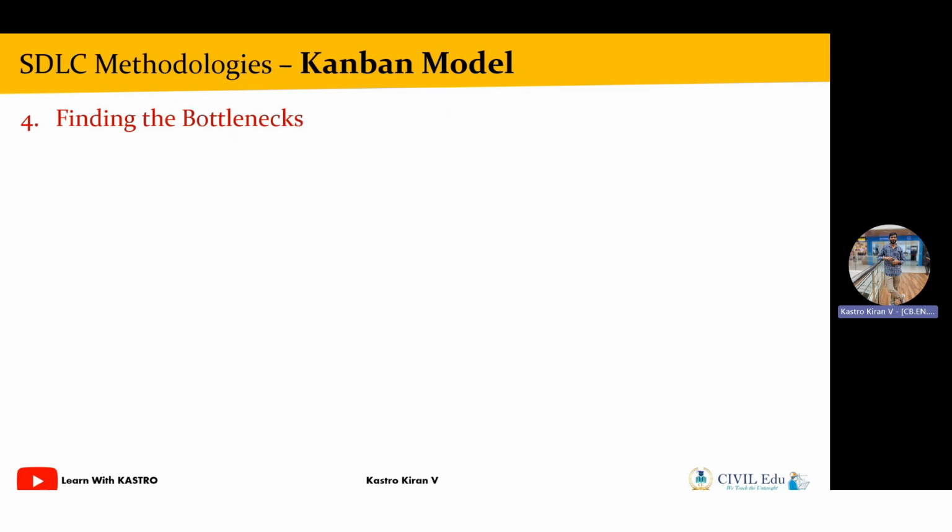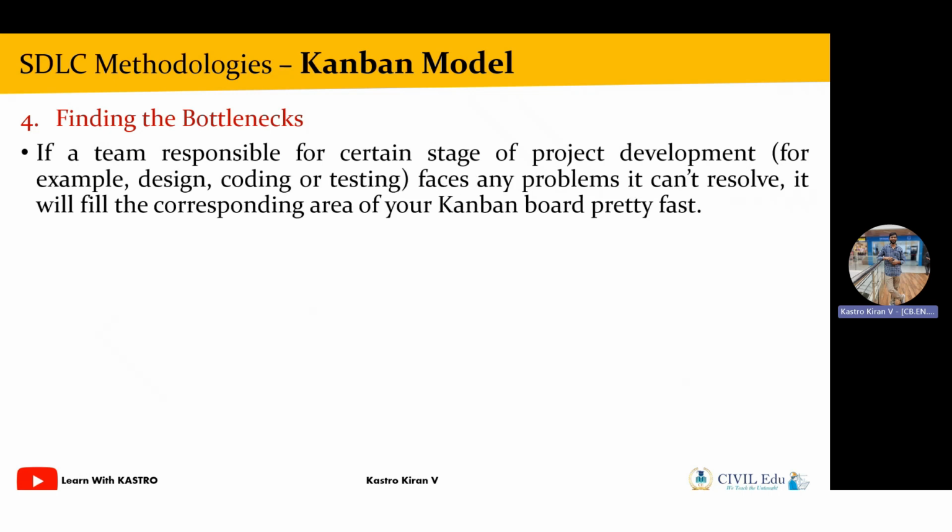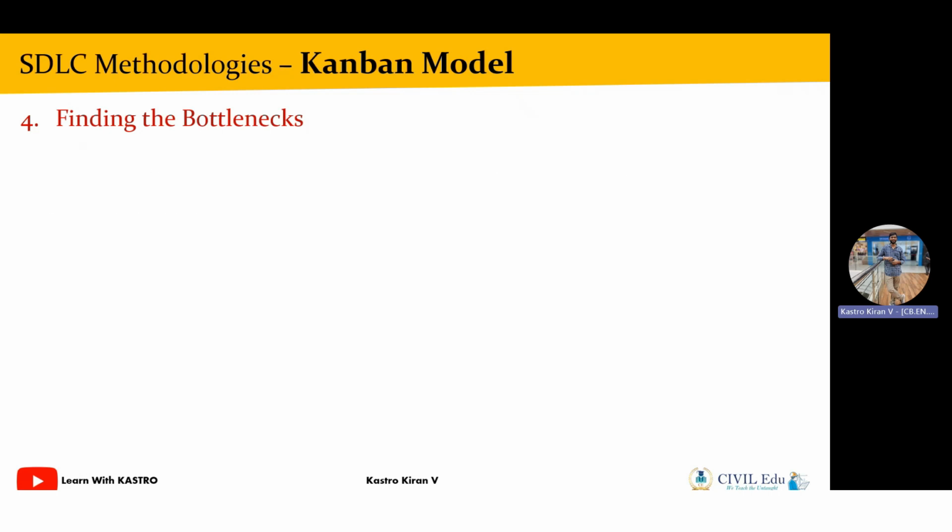But let us understand bottlenecks in a simple way. Bottlenecks are something that will be identified based upon the Kanban board that we have. Bottlenecks help us identify what problem a team is facing in the process of developing a project. Since we are adopting the Kanban model, we get a visualized workflow to understand where exactly the problem is during the development of the project.